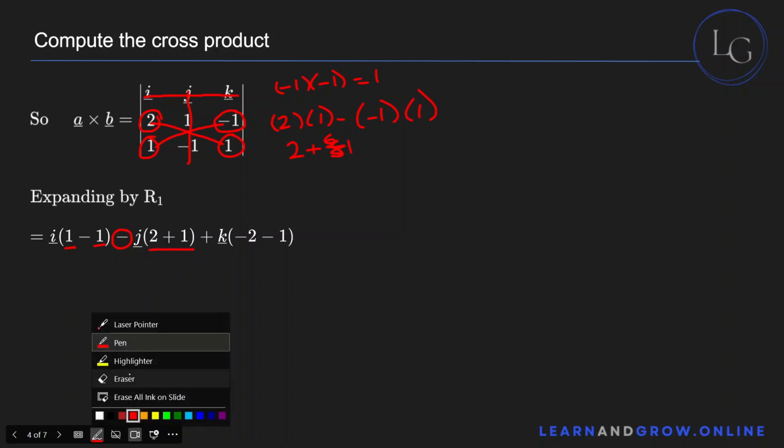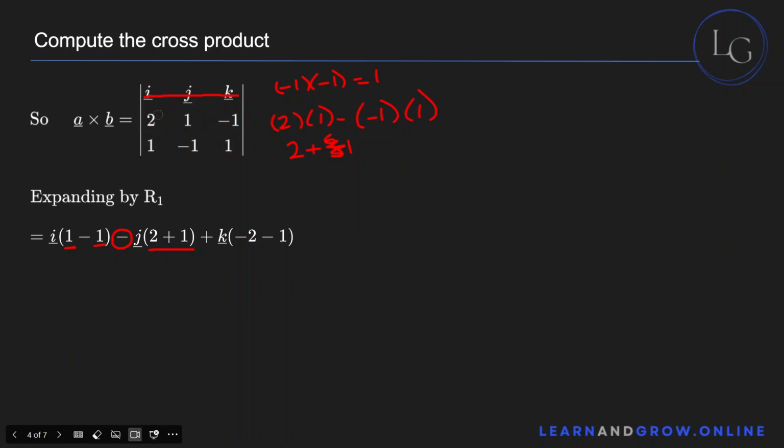Now for k, here's what you do. Again, you cancel out its column and its row. And these are the 4 terms remaining. And j was negative, so k will be positive. So again, in the brackets, 2 into negative 1 minus 1 into 1, which gives you minus 2 minus 1. And that's what you have here.